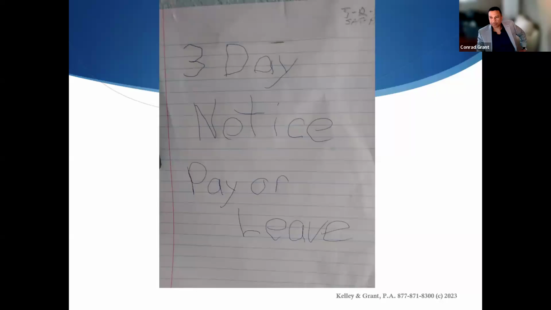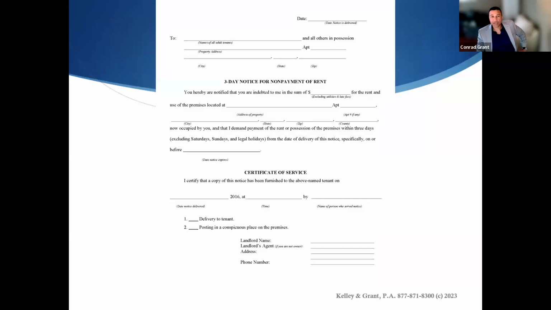And this is coming from landlords who, they're not property managers. Property managers know better. But this is coming from landlords. They think this is good enough. This is what a 3-day notice should look like, right?